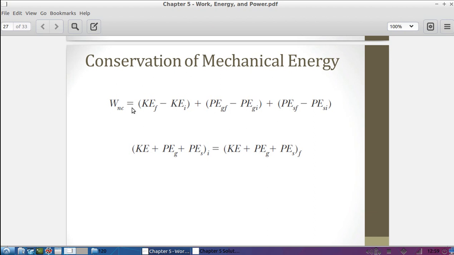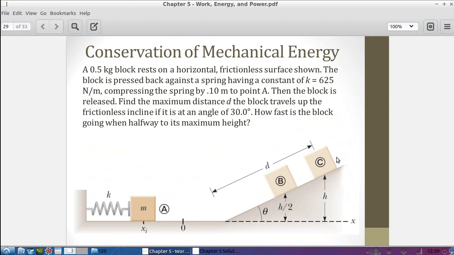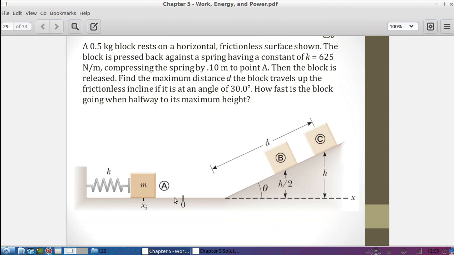Work is done, energy changes. Work isn't done, energy of the system remains constant. All right. So here we've got a block that's compressing a spring, and it's a distance x initial from here, which we're calling x equals 0. We get the spring constant of the spring, and how much the spring is compressed. So that's point A. We let go of the block.